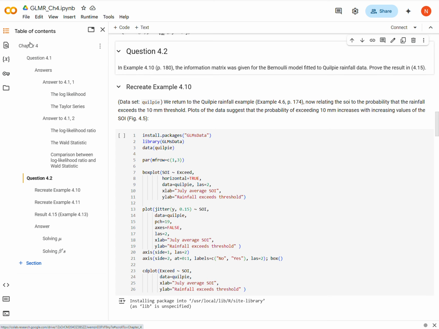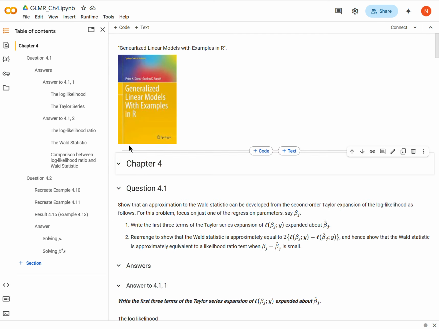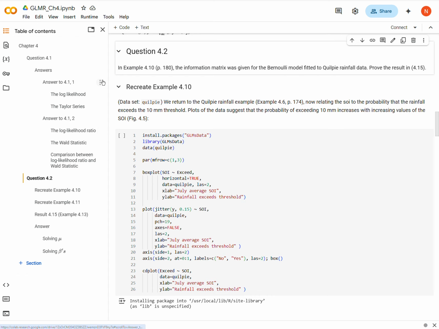are in Generalized Linear Models with Examples in R, the book right there in Chapter 4, and we're just on the second question here. This ended up being a very long answer, and maybe we'll see why in a little bit. But here's the question. In the book, there's an example 4.10 in which the information matrix was given for a Bernoulli model fitted to the Quilpie rainfall data set.